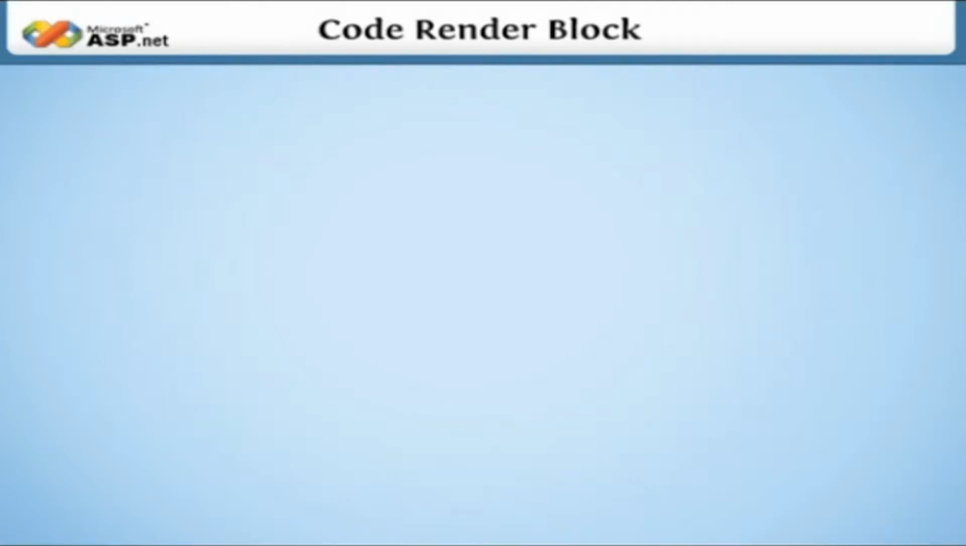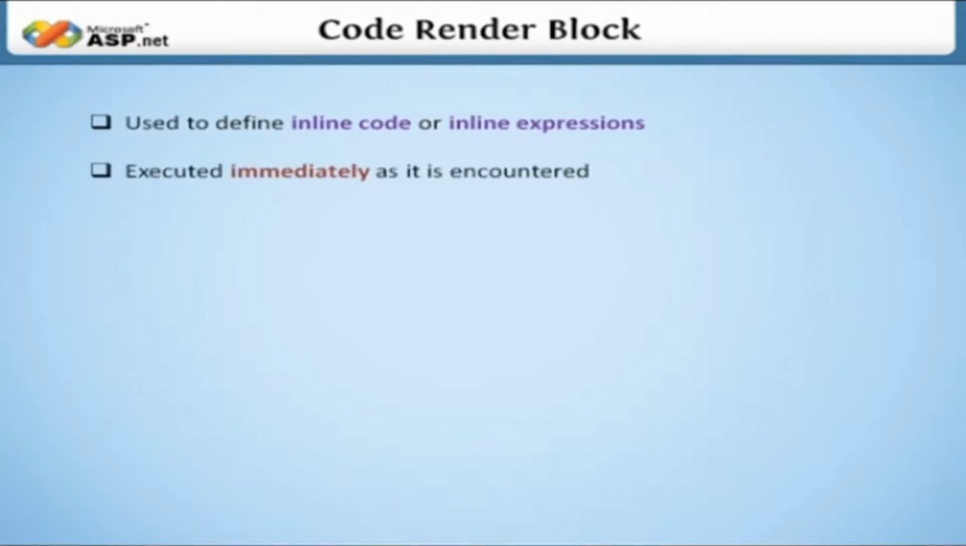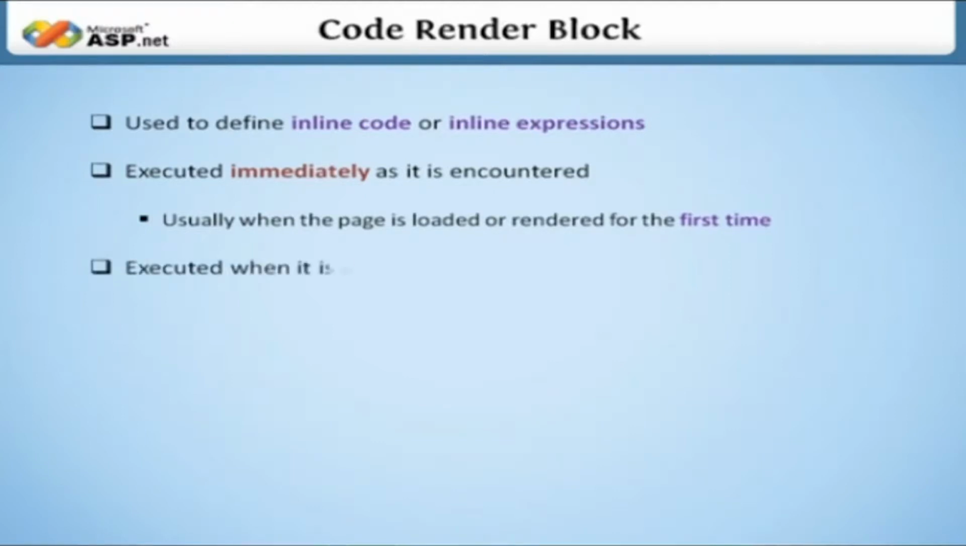Code render block. Code render block is used to define inline code or inline expressions that execute when a page is rendered. Code within a code render block is executed immediately as it is encountered, usually when the page is loaded or rendered for the first time. Code within a code declaration block is executed when it is called or triggered by the user or page interactions.